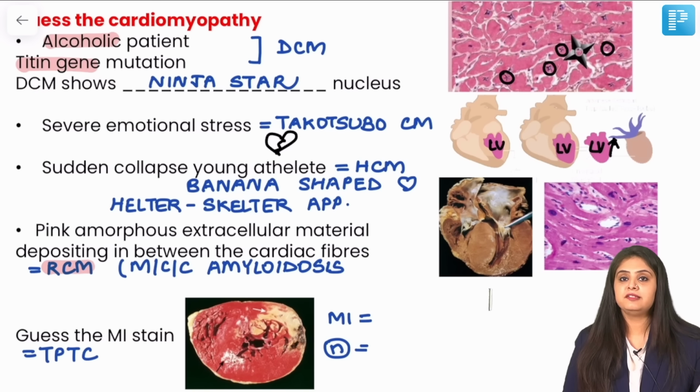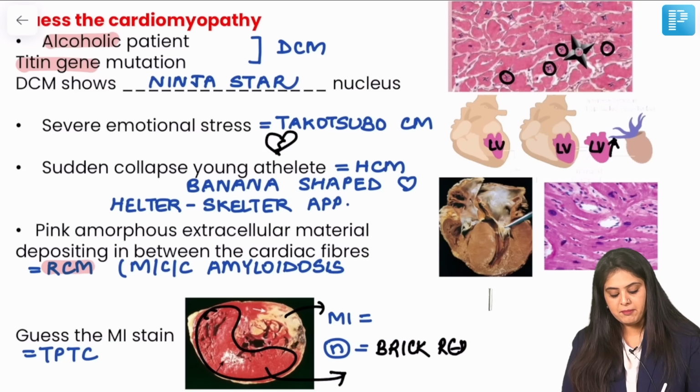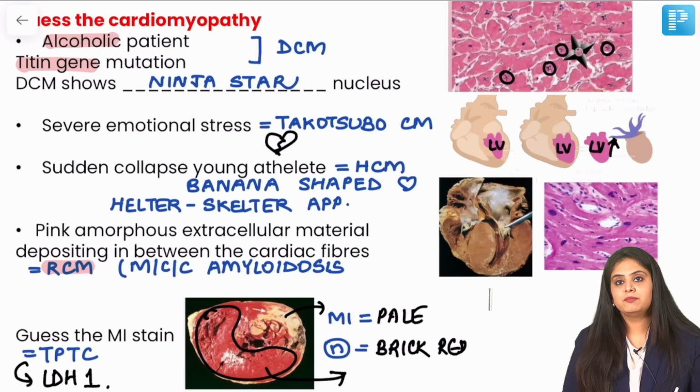And that is TTC, triphenyl tetrazolium chloride, where the normal heart is going to get a brick red color, as you can see in this image all around, and the heart in which the MI has occurred will get a pale color. Reason being that TTC stains an enzyme called LDH1. A very, very important question.